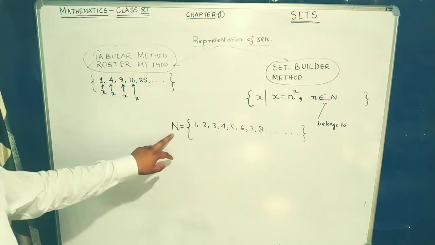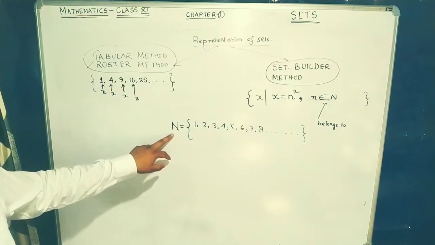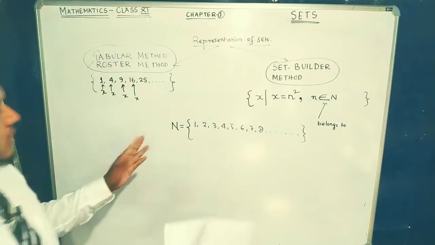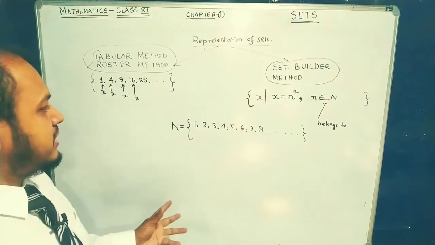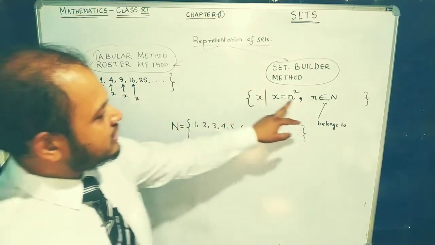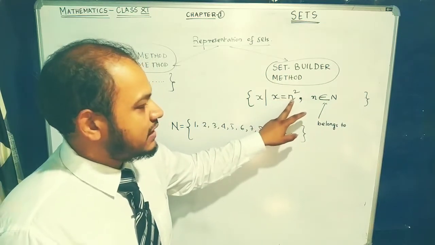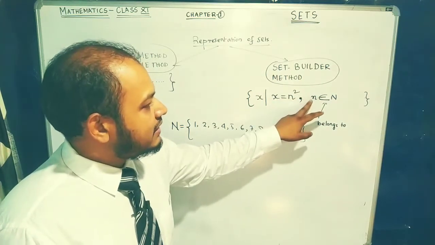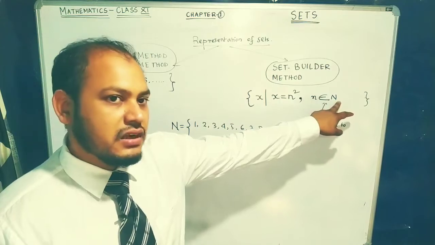So capital N is a very well known set, and we use it to standardize the set. We use this capital N as a standard set. So N is equal to 1, 2, 3, 4. You have to keep this in mind. Now here x is equal to n squared, and n belongs to the set of natural numbers.